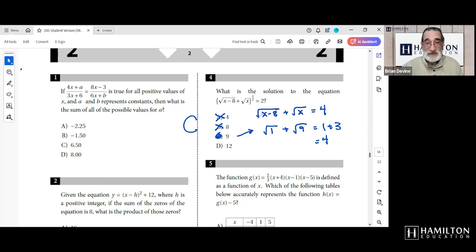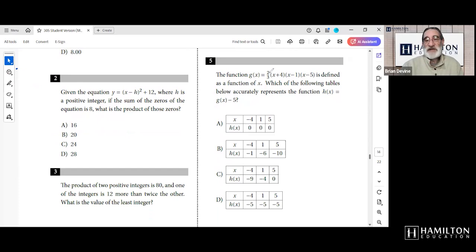It's not cheating. For question 5, the function g of x equals 2/3 of the quantity x plus 4 times the quantity x minus 1 times the quantity x minus 5 is defined as some function of x. And it would be a 3rd degree polynomial, nice, continuous, wavy, look like a snake. Which of the following tables below accurately represents the function h of x, which is g of x minus 5?